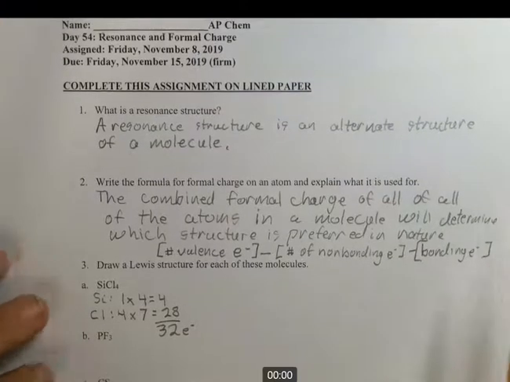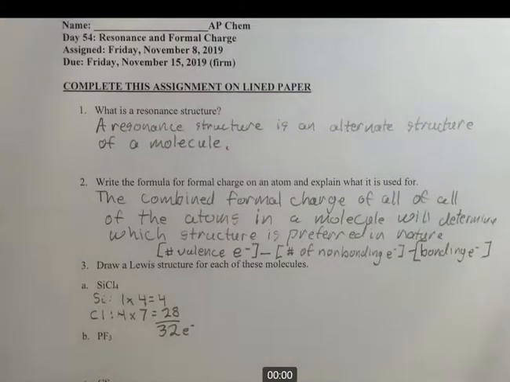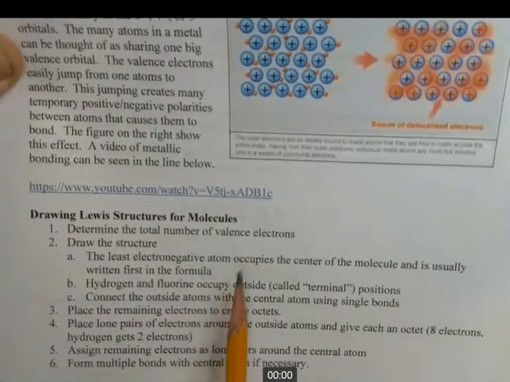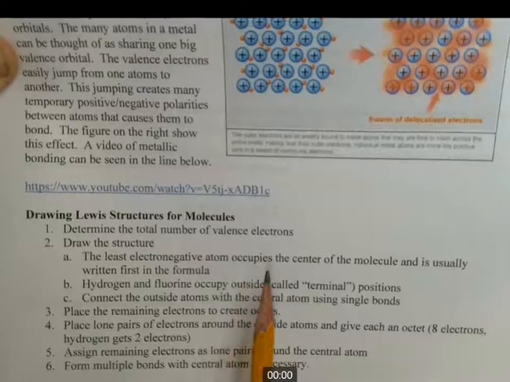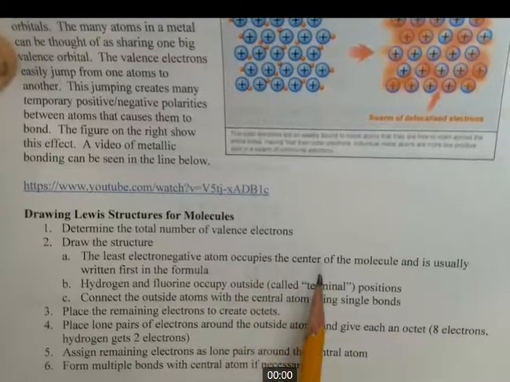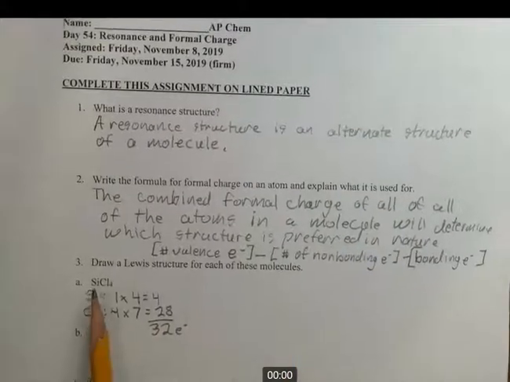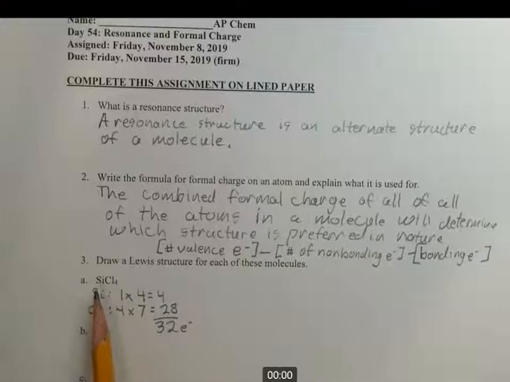All right, so let's continue on. The next rule says, draw the structure with the least electronegative atom occupying the center of the molecule, and it's usually written first in the formula. So if that's true here, then silicon would be the least electronegative atom. So if we go back to our periodic table, or what you should have out also is your periodic table of electronegativities.